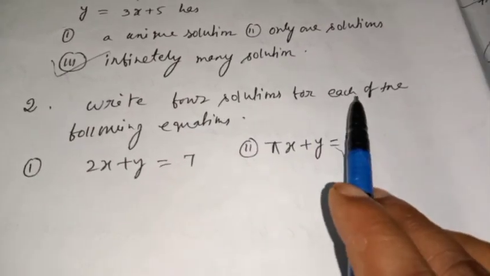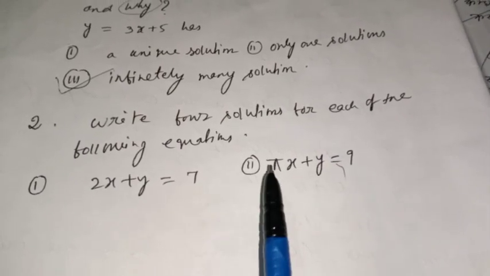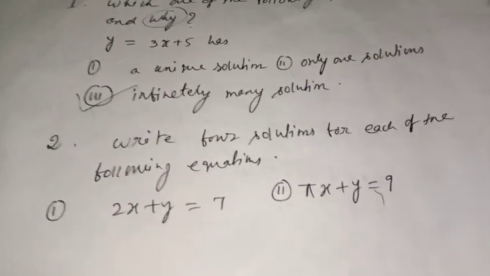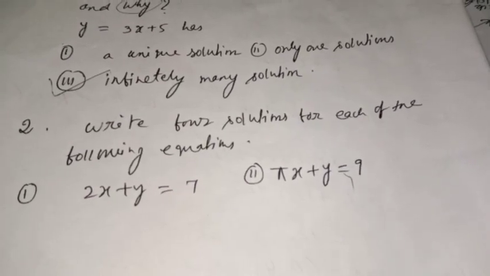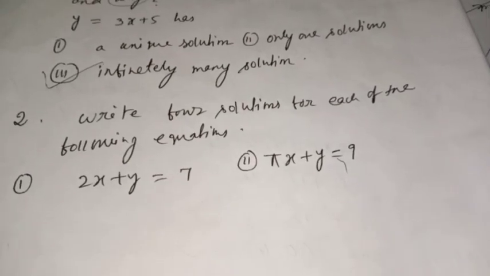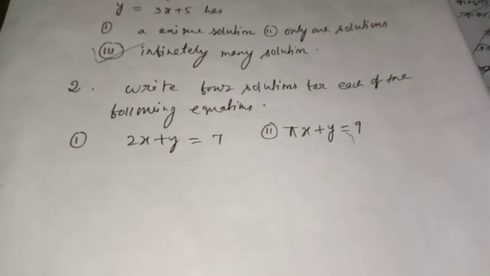write 4 solutions for each of the following equations. There are 3 questions. I took 2 from them. As you see, you have to find out 4 solutions. Already I told you there are infinitely many solutions. So if there are infinitely many solutions of a linear equation in two variables, then find out how many? 4. Yes, you can easily find out 4 solutions. But how to find out?